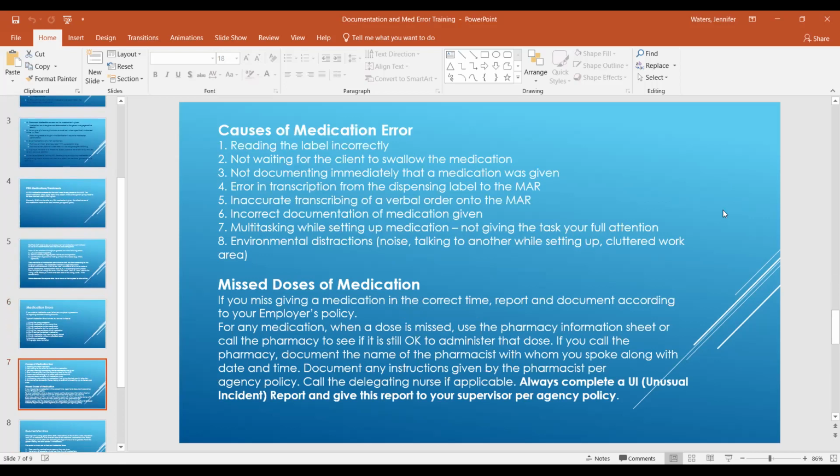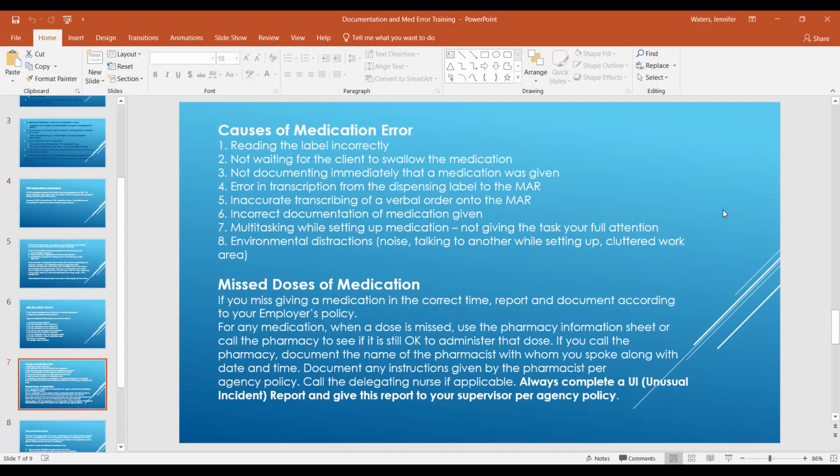Some more reasons for medication errors are reading the label incorrectly, not waiting for the client to swallow the medication, not documenting immediately that a medication was given, error in transcription from the dispensing label to the MAR, inaccurate transcribing of a verbal order onto the MAR, incorrect documentation of medication given, multitasking while setting up medication, not giving the task your full attention, and environmental distractions: noise, talking to others while you're trying to set up, a cluttered work area.